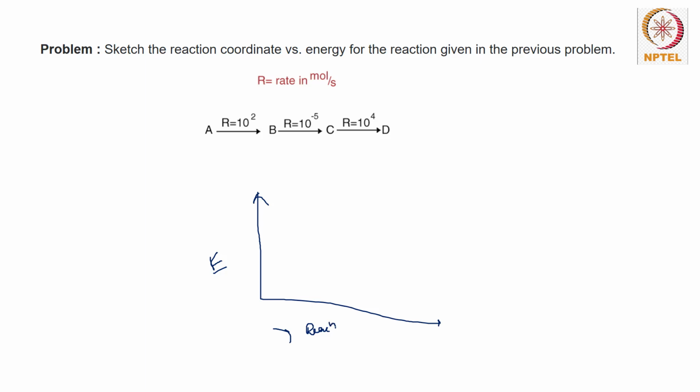Okay. Now, as A is our substrate, A will be here. Now the rate to go to B is 10 to the power 2, or 10 square.